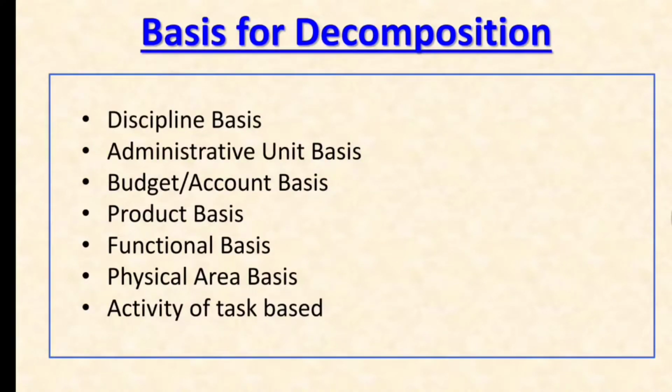Now the basis for the decomposition of the WBS can be discipline basis, administrative basis, budget and account basis depending on the funds, product basis, the type of products, and the physical area basis, at what location you are working. Suppose for instance you are building an apartment: the first floor, second floor, or the foundation, or the garden, or the parking lot. All these are the basis for decomposing your total project into deliverables.